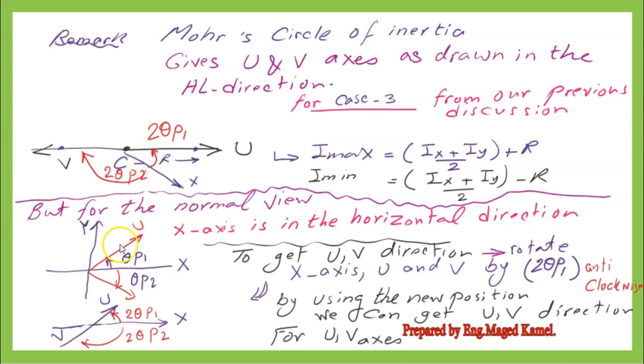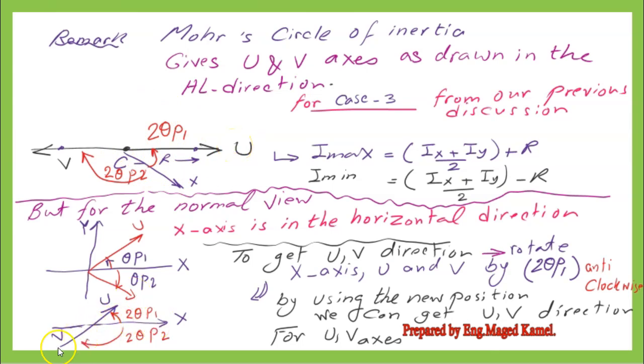We draw Mohr's circle of inertia, which enables us to determine the I maximum and I minimum after we get the radius of Mohr's circle. In the normal view, we have the x-axis in the horizontal position, so we need to rotate the x-axis and all the relevant axes u, v and y by an angle of 2 theta B1 in the anti-clockwise direction in Mohr's circle of inertia.